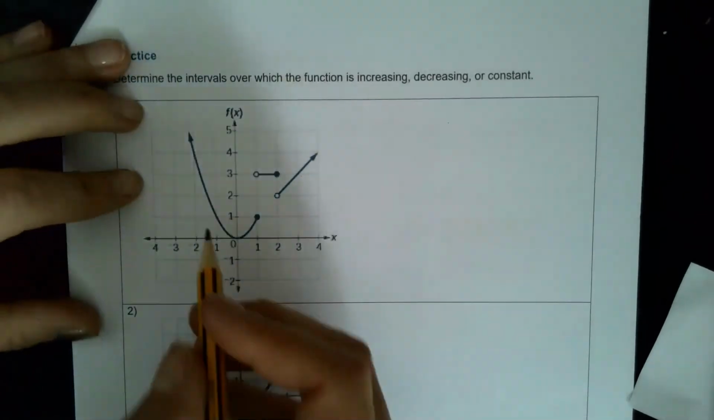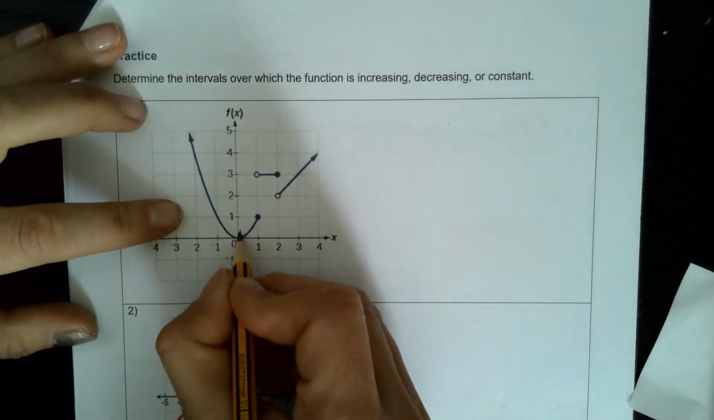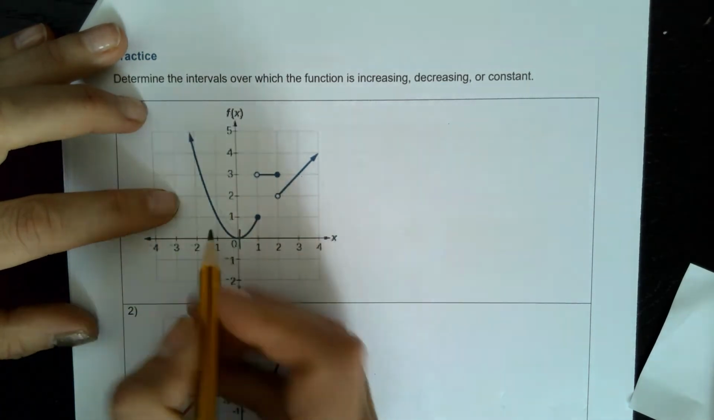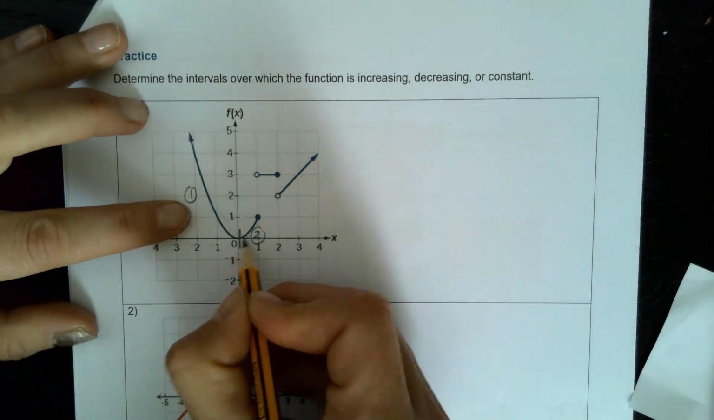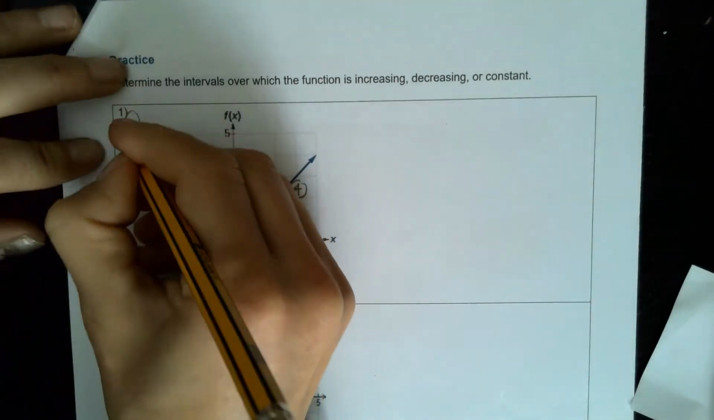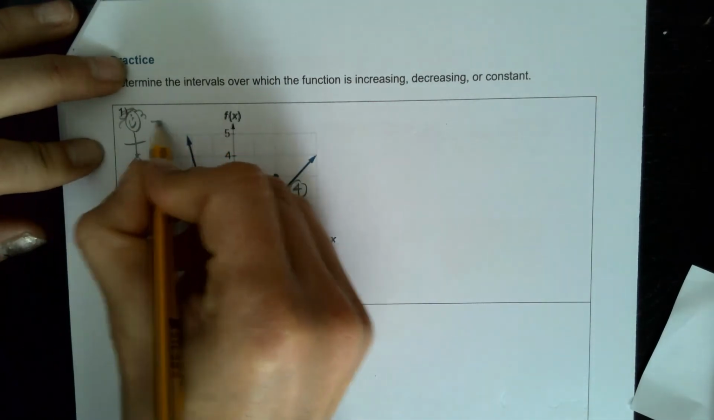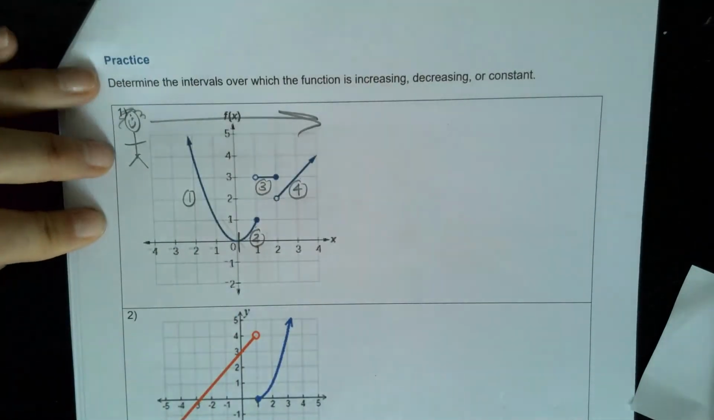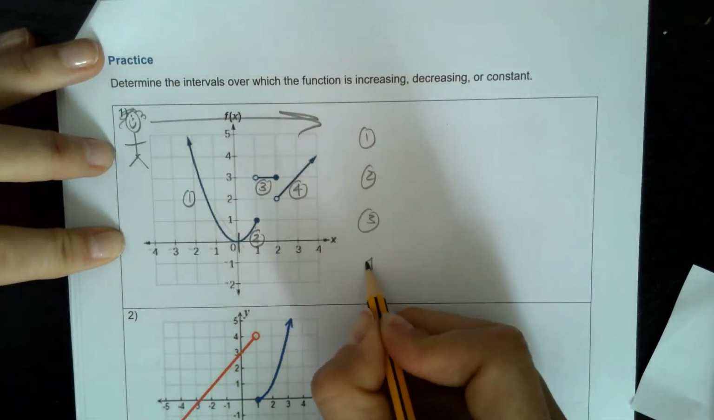So let's cut it up first. This looks like one part, but it's not. We have to cut it here because this is decreasing and this is increasing. So that's 1 part, 2 part, 3 part, 4 parts. So let's draw a picture of me. I'm going for a walk. I'm walking this way. So I have part 1, part 2, part 3, and part 4.